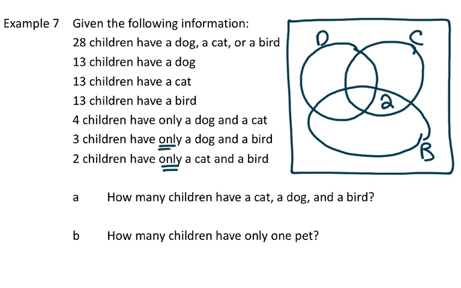Likewise, 3 children have only a dog and a bird. So dog, bird with no cat. We'll get 3 at that intersection. 4 have only a dog and a cat. We'll go here.